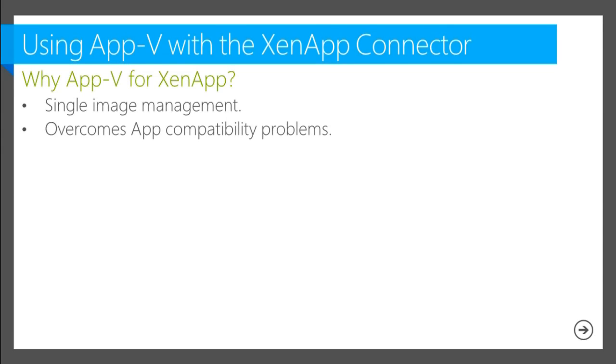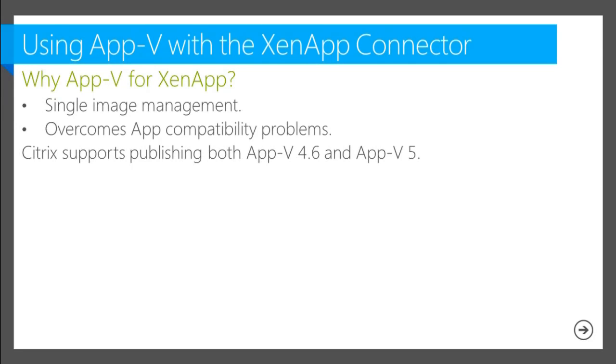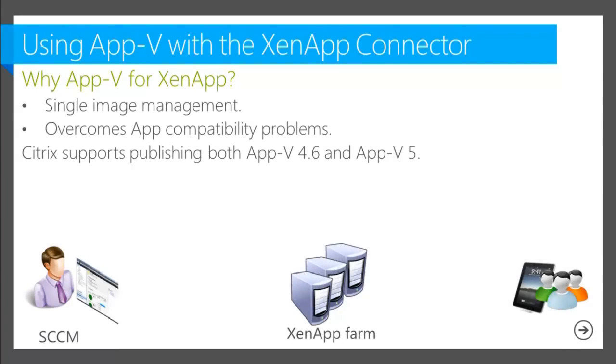As you know, AppV overcomes application compatibility problems. So applications that normally don't run together on a machine can work just fine with AppV because every AppV application is sort of running in its own sandbox. So for example, Outlook 2007 and Outlook 2010, good examples of that. So Citrix supports publishing both AppV 4.6 and AppV 5 applications, which was added in SCCM SP1, from a XenApp standpoint. So how does the XenApp connector operate in an AppV environment?